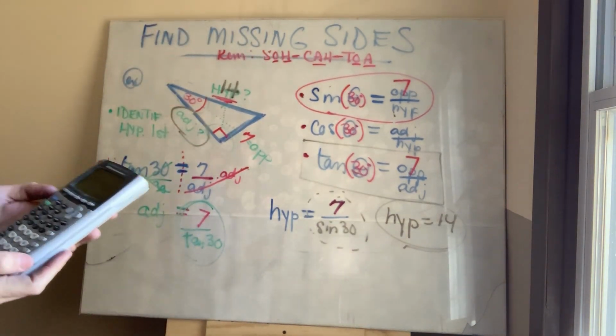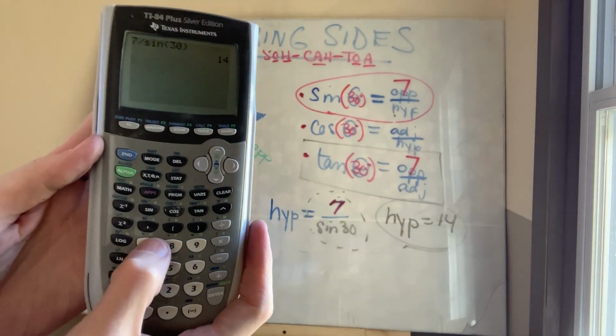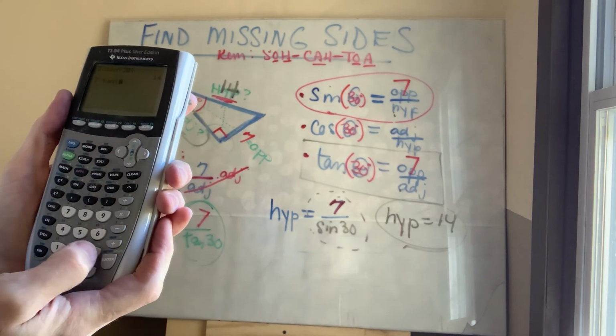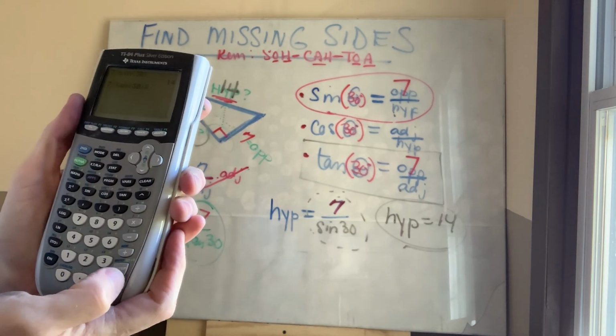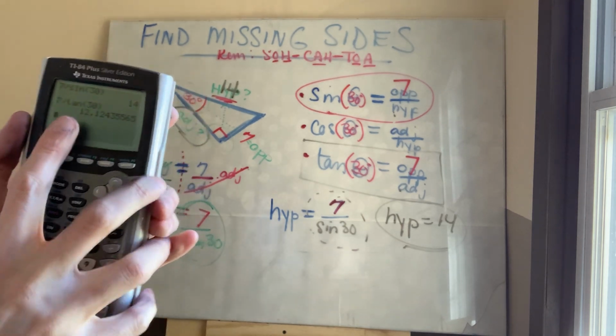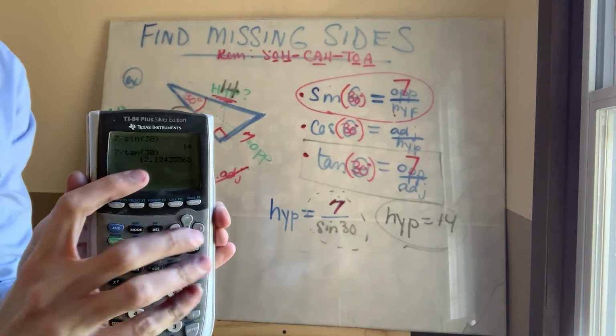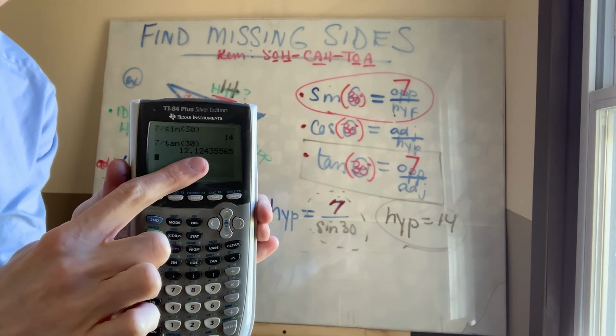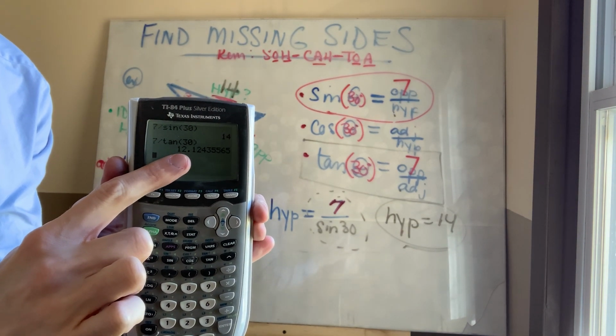Let's see. If you type 7 and then division of the tangent of 30, close parentheses, you see that you get a decimal number, 12.1. Unless they specify, hey, round it to the whole number or round it to the tenths place, let's just say it's about 12.